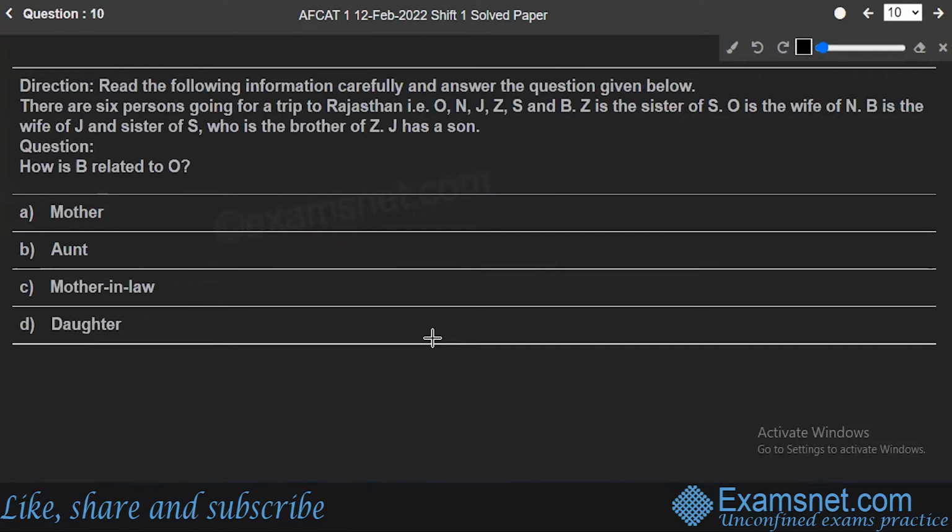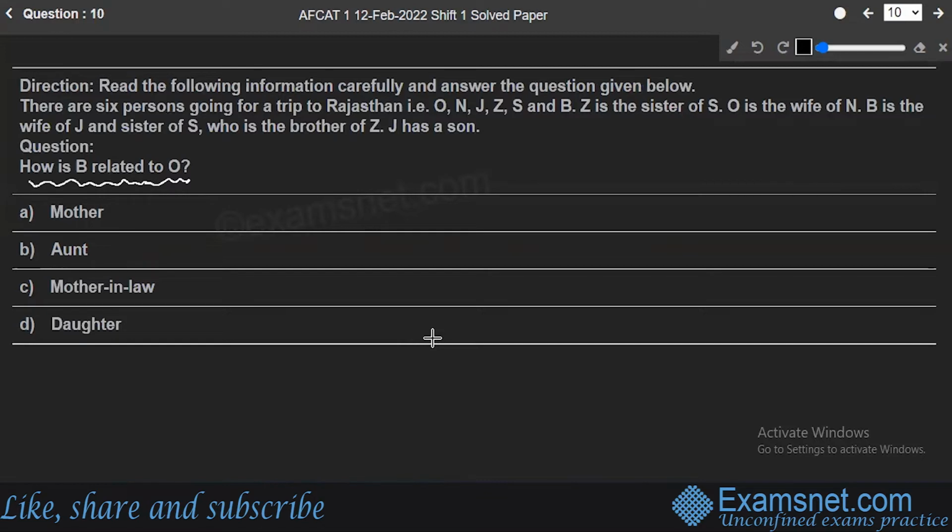There are 6 persons going for a trip to Rajasthan. That is O, N, J, Z, S, and B. Z is sister of S, O is wife of N, B is wife of J, and sister of S, who is brother of Z. J has a son. Now, the question is, how is B related to O? This is the question. So let's see what the answer to this can be.